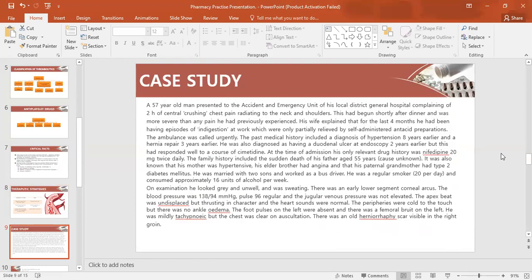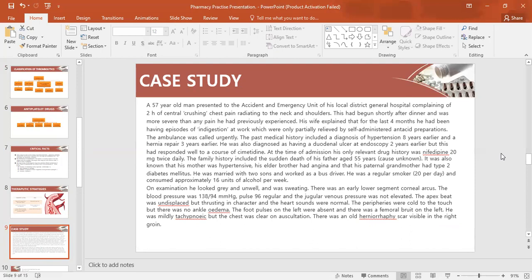Now we have a case study. A 57-year-old man presented to the accident and emergency unit of a local district general hospital complaining of 2 hours of central crushing chest pain radiating to the neck and shoulders. This had begun shortly after dinner and was more severe than any pain he had previously experienced. His wife explained that for the last 4 months he had been having episodes of indigestion at work, which were only partially relieved by self-administered antacid preparations.